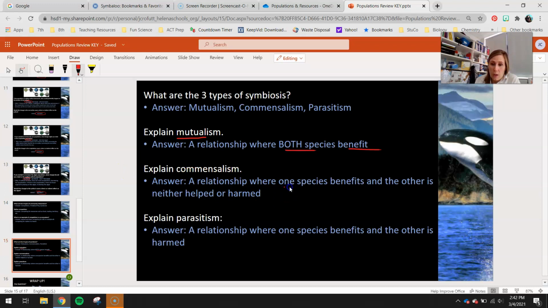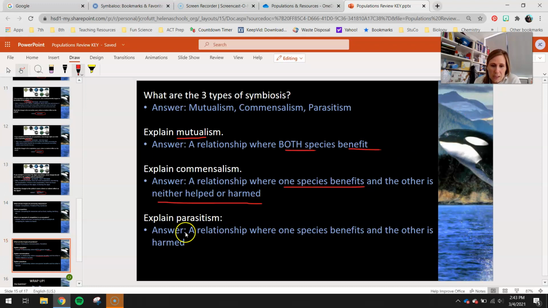Commensalism is a relationship where one species benefits and the other is neither helped nor harmed. So it's not affected at all. It's not annoyed by the other species, nothing like that. The example I gave you on that one was barnacles and a whale. The barnacles don't hurt the whale, they don't help the whale, but the whale moves the barnacles around, allowing them to get food, which is very helpful for the barnacles.